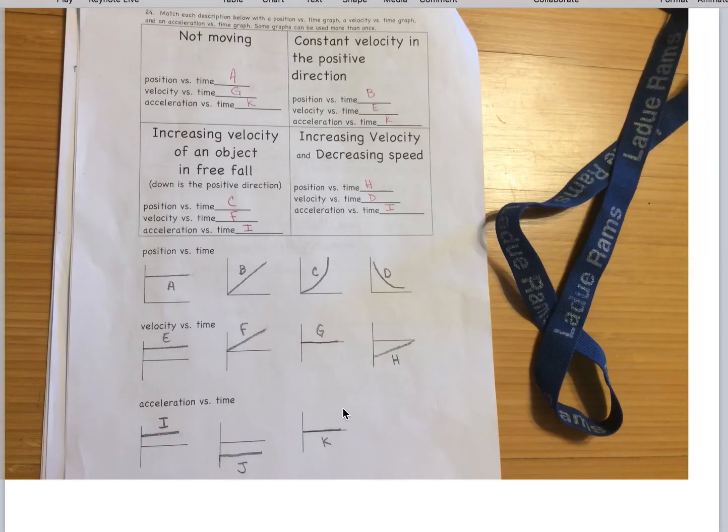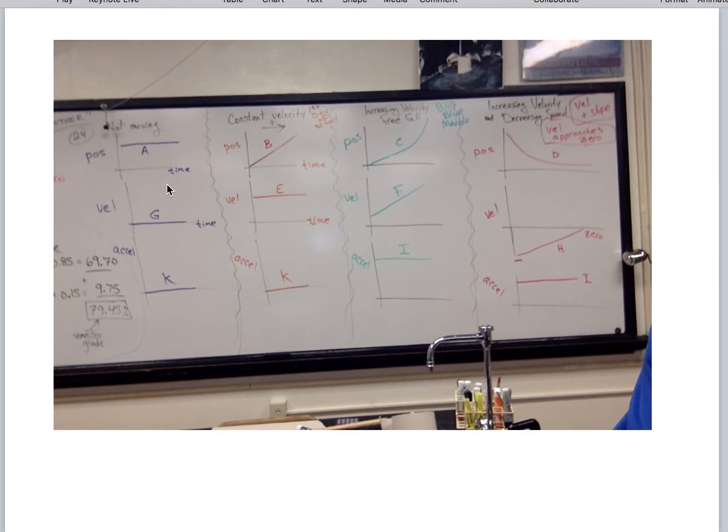Motion graphs, we've done a lot of this in class. My best advice for you on this is think in terms of slope. Think in terms of slope. So like not moving, the same position all the time. That is a zero slope. That is a zero velocity. That is a zero slope. That is a zero acceleration.